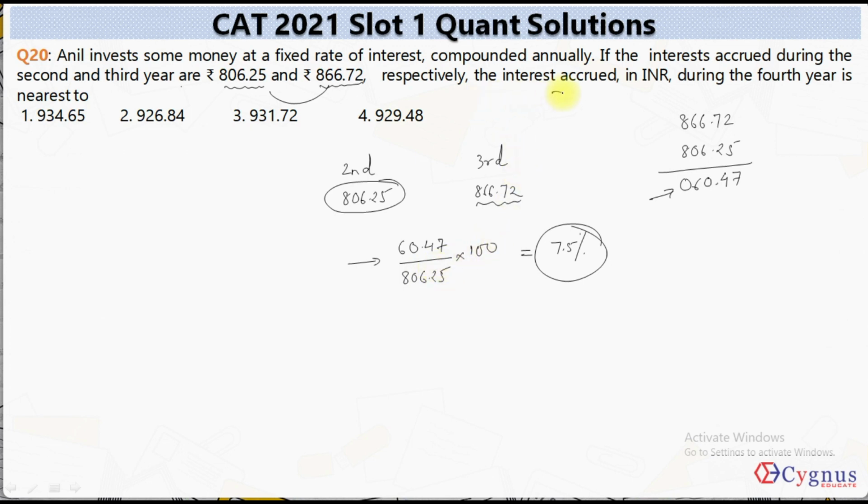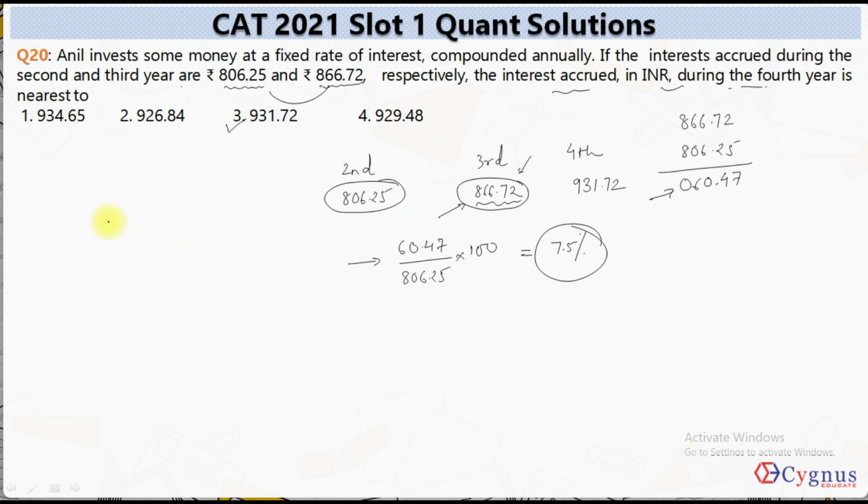So what's the question? The interest accrued during the fourth year is nearest to what? How much will it be? So what will the fourth year be? This part plus 7.5% more than this. So I need to increase this value by how much? 7.5%. Again, you should have used a calculator for this. When you add 7.5% of 866.72 to this value, the value comes out to be 931 point something. So the correct answer becomes the third option. I hope this is clear to everyone.